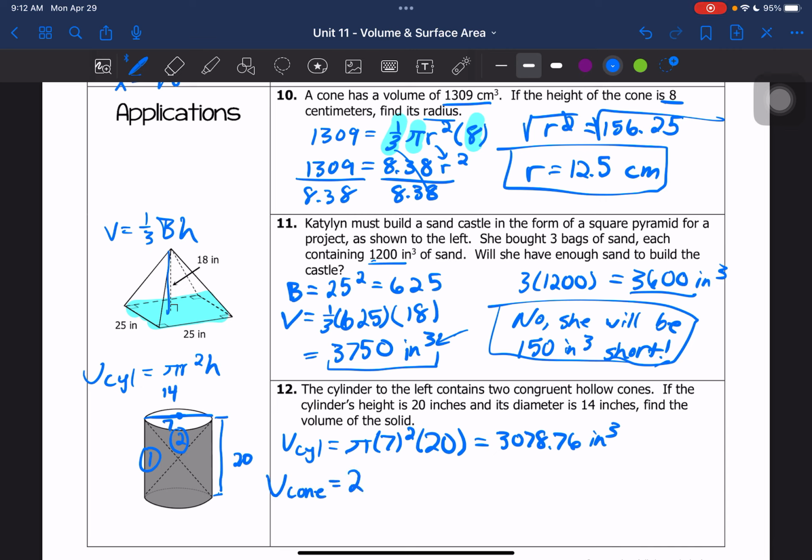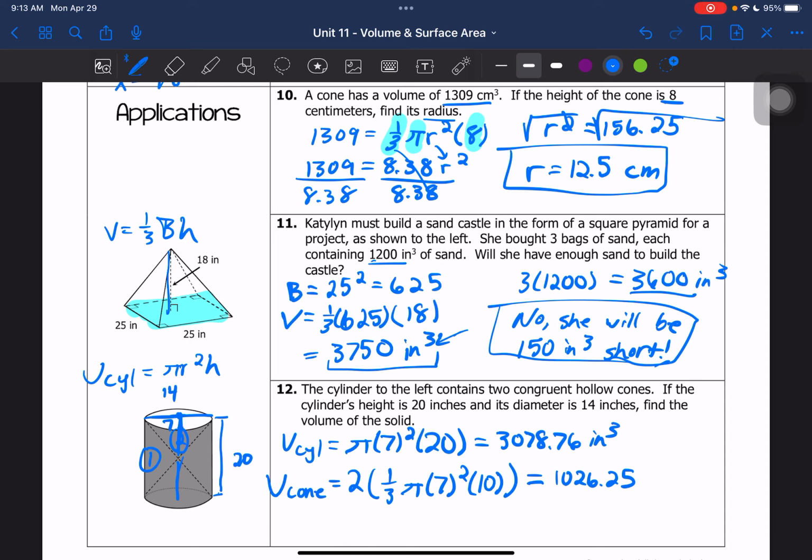Now let's find the volume of the cones. There's 2 of them, so why don't we just multiply everything by 2 and put that formula for the volume in parentheses. So 1/3 times pi r squared, our radius is 7, and then the height of the cone would just be half of 20. So that would be 10, and then we can close that. So this would give us 1,026.25.